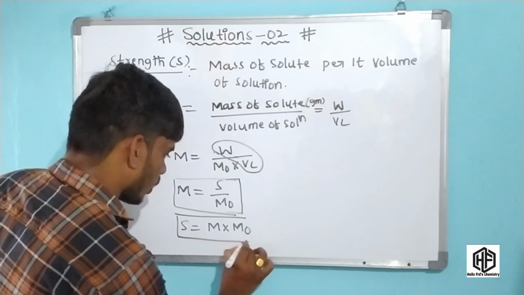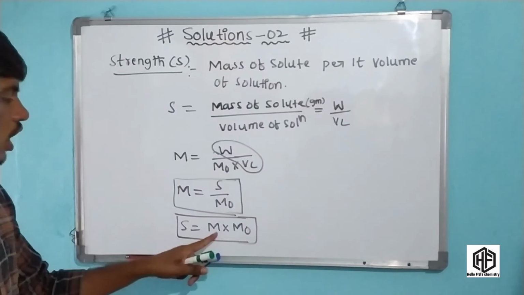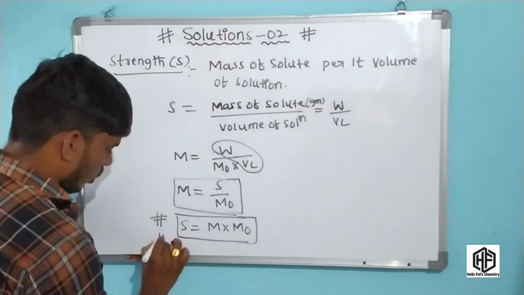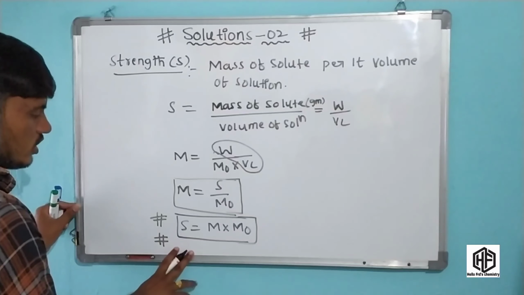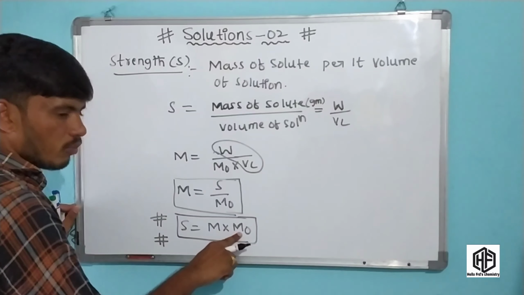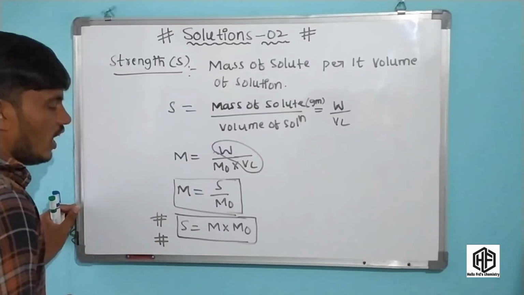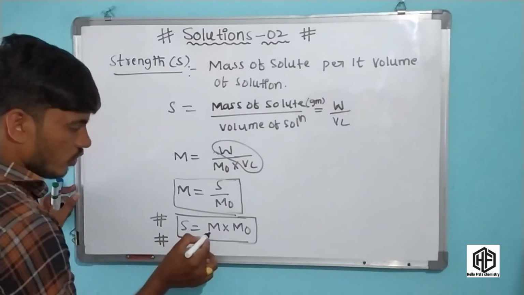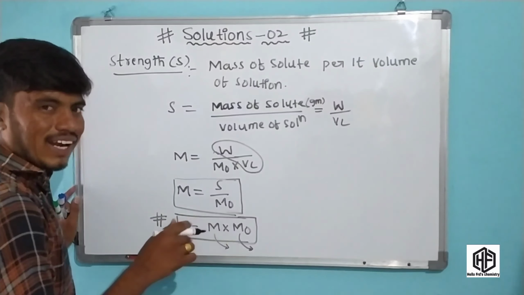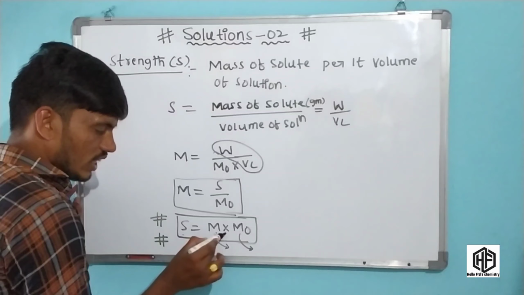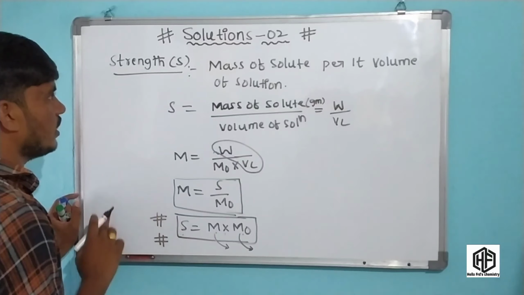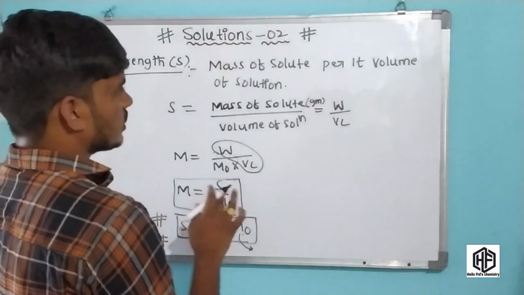Okay friends, this is very important. Strength is equal to the molarity into molar mass of solute. This is a very important formula in solutions. In examination point of view, given the molarity and the molar mass, we have to calculate the strength. Strength is equal to molarity into molar mass of solute. Okay friends, this is clear.